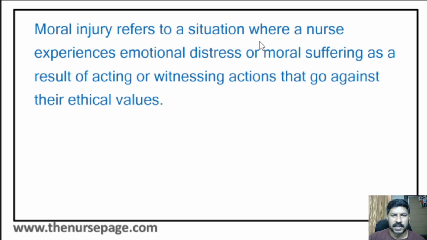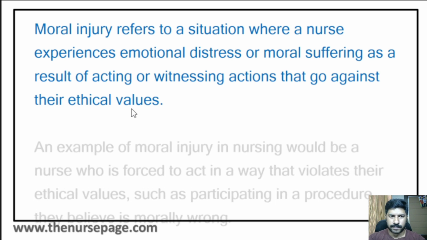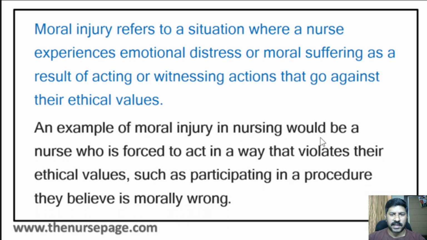Moral injury refers to a situation where a nurse experiences emotional distress or moral suffering as a result of acting or witnessing actions that go against their ethical values. An example of moral injury in nursing would be a nurse who is forced to act in a way that violates their ethical values, such as participating in a procedure they believe is morally wrong.